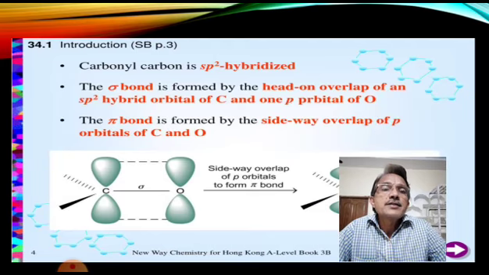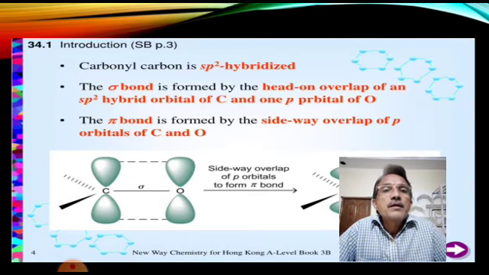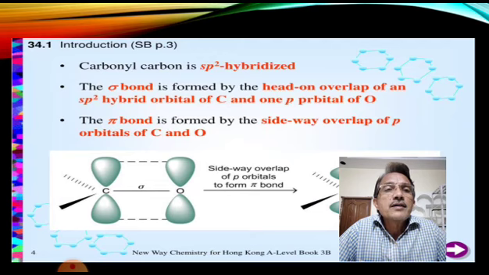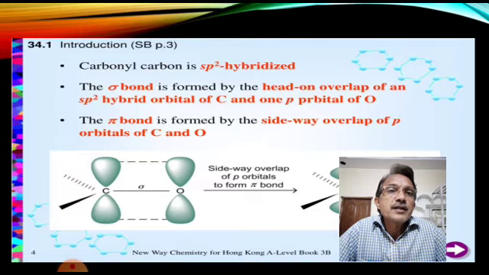Let us discuss the type of bonding in the CO group. In a CO group, the C atom is sp2 hybridized. As we know that if a central atom in any molecule is sp2 hybridized, then the structure of that molecule must be trigonal planar and the bond angle in that molecule must be 120 degrees.